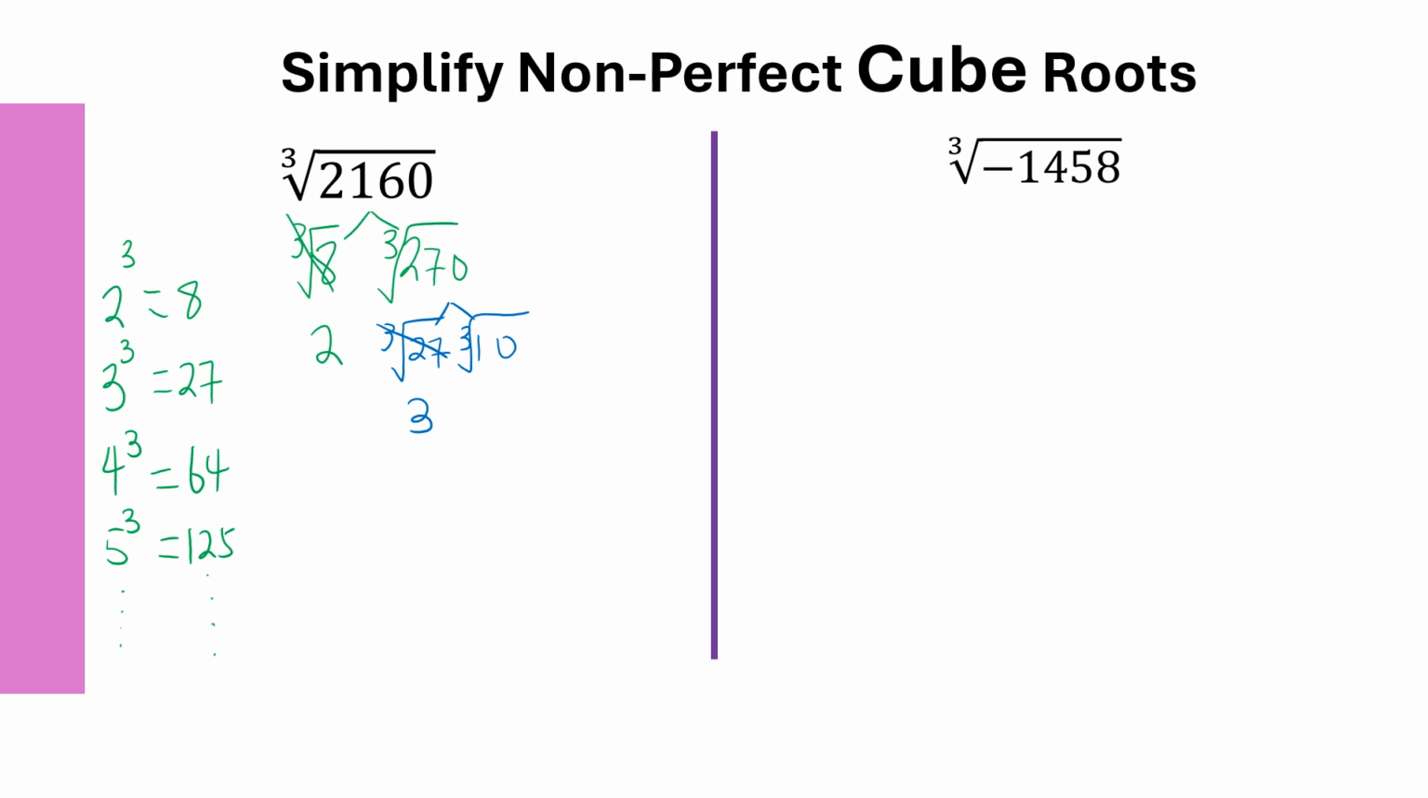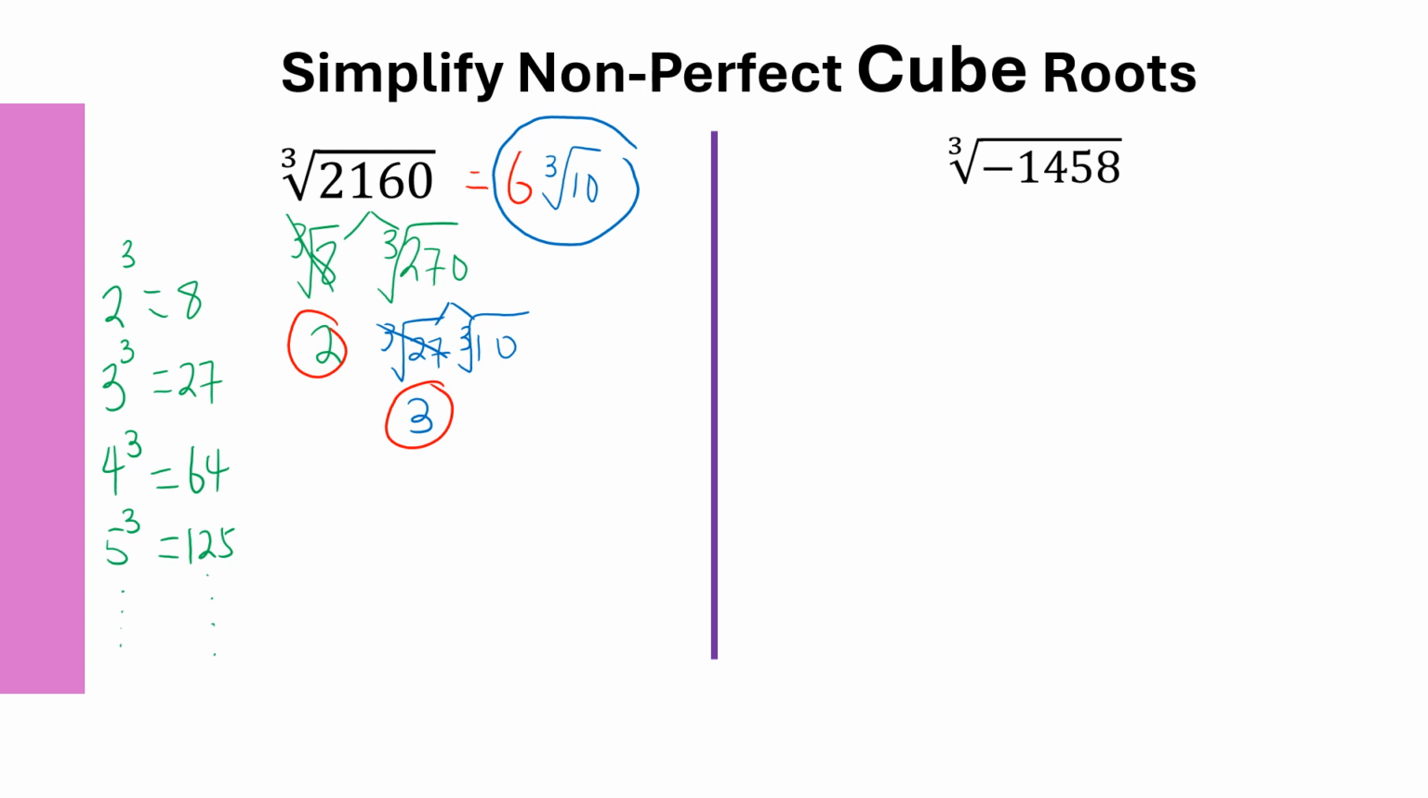So now you're going to take the numbers outside the cube root, which is 2 and 3, and multiply them, which will give you 6, and then bring down the cube root of 10. And that's the simplified version for this non-perfect cube root.